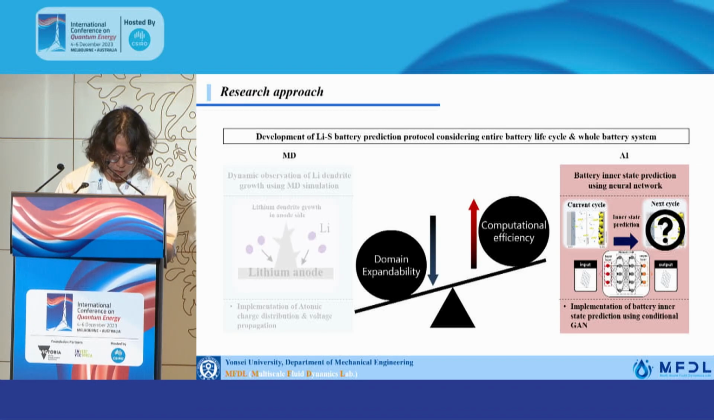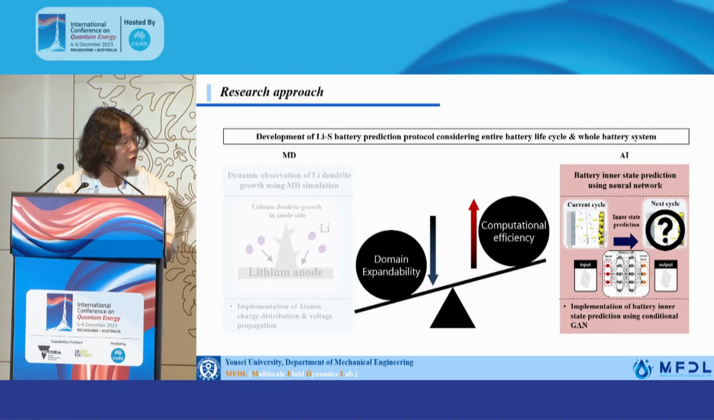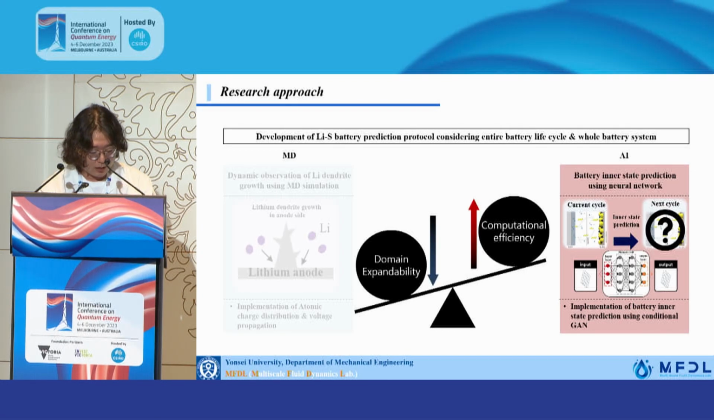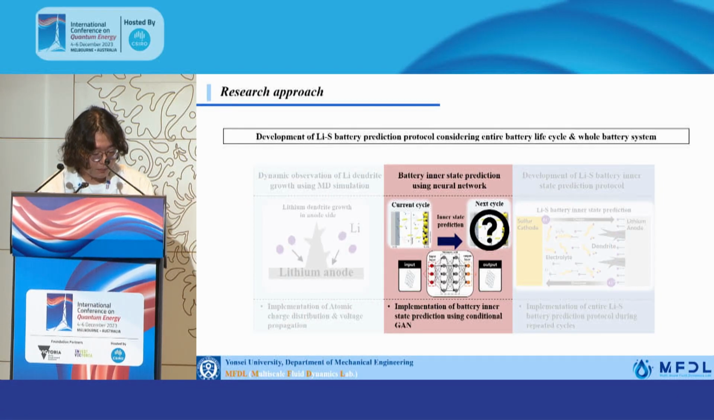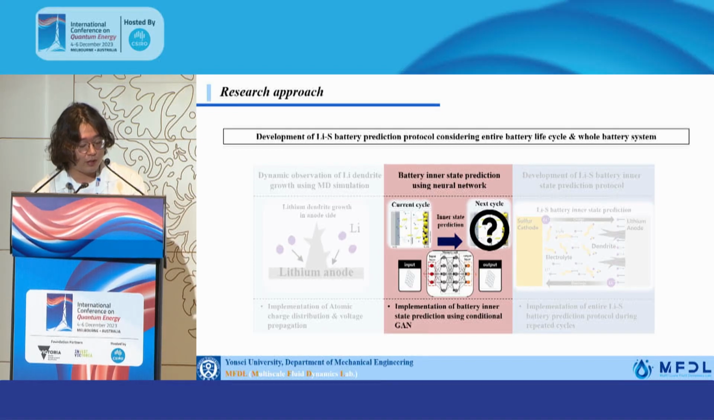On the other hand, the neural network has higher computational efficiency once the training is done. However, as it requires a training data set from the MD simulations, it cannot expand domain by itself. Basically, we need the data from MD simulations. Our final goal of this research is to develop a lithium-sulfur battery prediction protocol, considering the entire battery life cycle and the whole battery system. To do so, both methods should be employed intensively. But in this presentation, I will focus on the neural network training strategy. The MD simulation part will be discussed by the subsequent presentation.